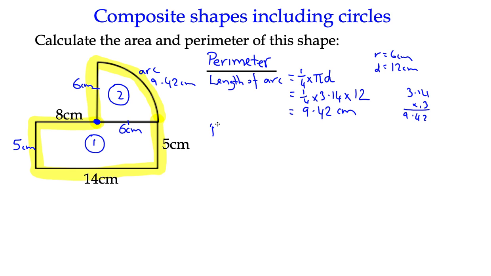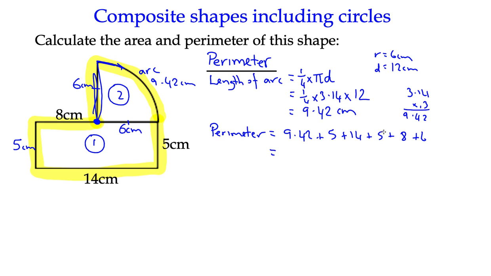So we can say that the perimeter is going to be 9.42, and if I'm going around from the top, 9.42 plus 5 plus 14 plus 5 plus 8 plus only one of the 6s. I'm only going to use the outer 6. Remember that the inside 6 isn't part of the perimeter.